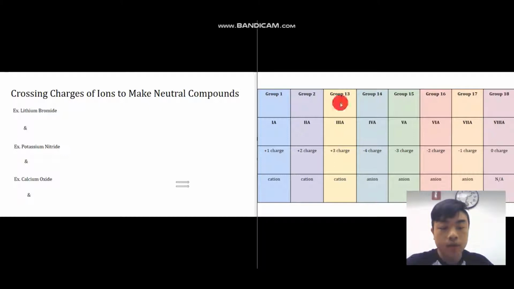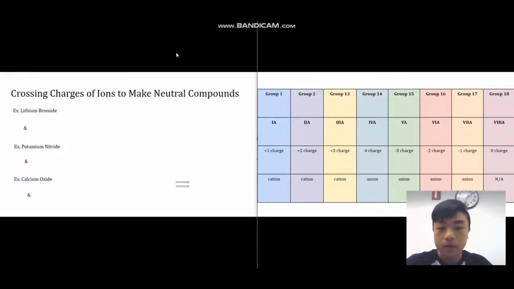So here on the right side of the screen, I just have a table that we can use to reference throughout all these examples. So I have group 1, 2, 13, 14, 15, 16, 17, 18 from the periodic table because those are going to be the common ions that we're going to be dealing with, the ions from those group numbers. So the first one we have lithium bromide.